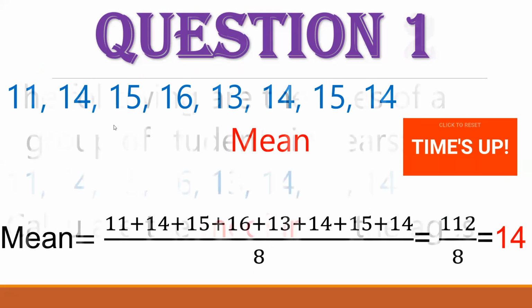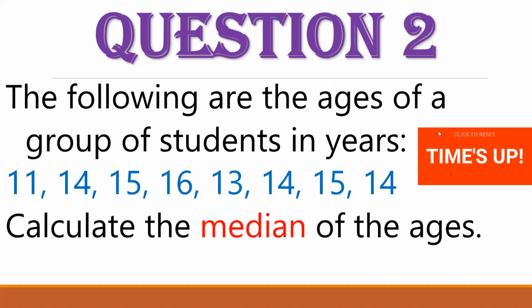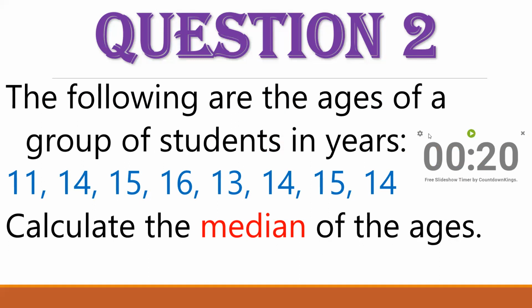Question 2 is coming now. Let's read the question and then give you 20 seconds. If you need more time, of course, you can stop the video and try, but please try first. Take your time, write down all your answers, and then check the correct answer. Okay, we have the same numbers. Now they're asking you to calculate the median of the ages. So we are looking for the median of these numbers. Your 20 seconds start now. Please try question 2.